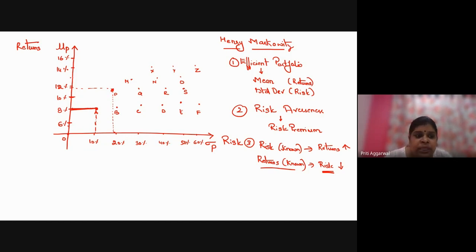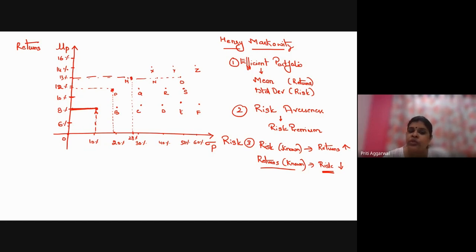Then, let's say here I have 13%. I will include one more. So here, let's say M is at 13%. M and N, all the portfolios are giving me the same level of returns, but M is a portfolio which has less risk, let's say somewhere around 28%, right? 28% is the minimum risk at M.